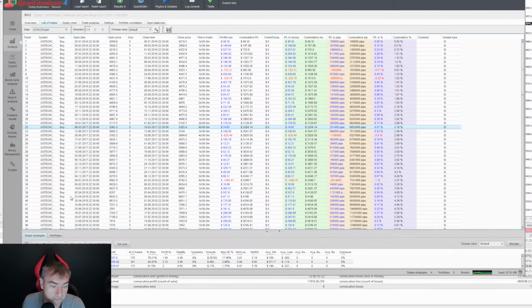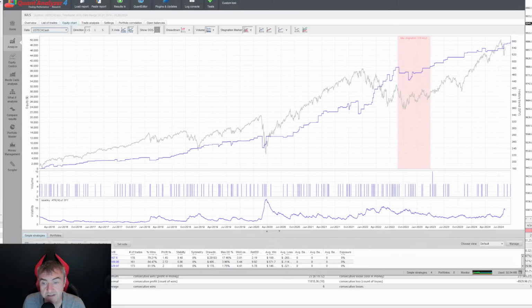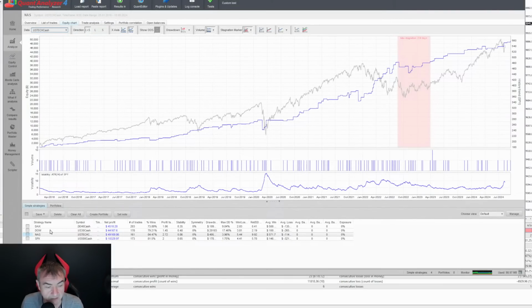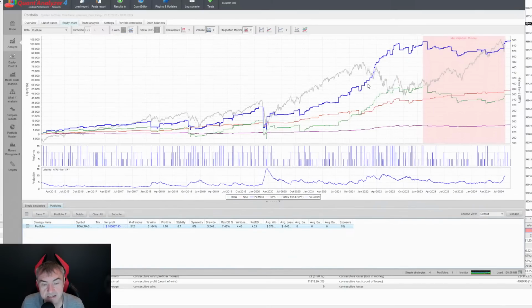So there you go. So there's the results of that one. It's good strategy, but specifically good on the NASDAQ. If you put the Dow, the NASDAQ, and the S&P into a portfolio, you get 103k in 8 years. The one thing I would say about this, you can see the stagnation on the portfolio as well there, look.